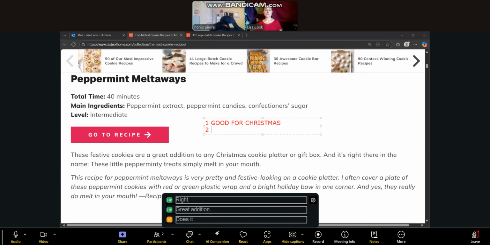Does it need lots of special ingredients or something that you can get real easy? So peppermint candies, easy to get, right? So not a fancy ingredient, right? What else could we say? Is it hard or easy? Or is it medium difficulty? There you go. And you could label it peppermint meltaways. Okay.